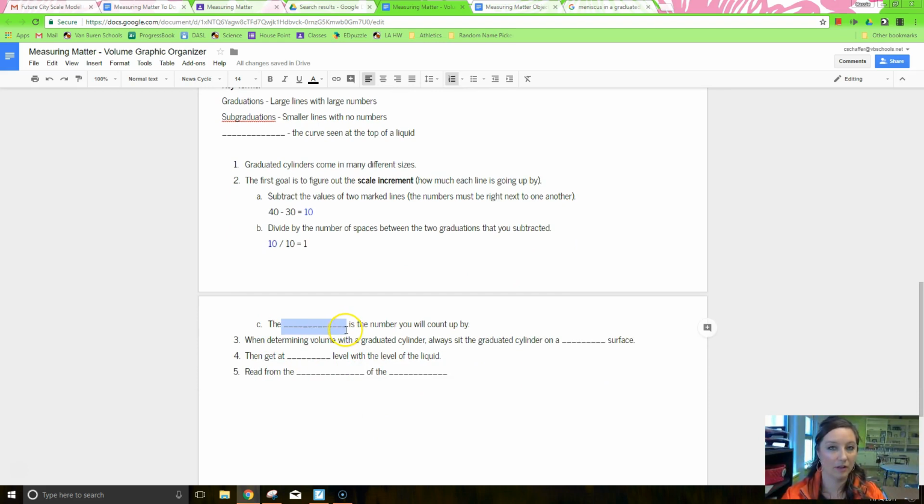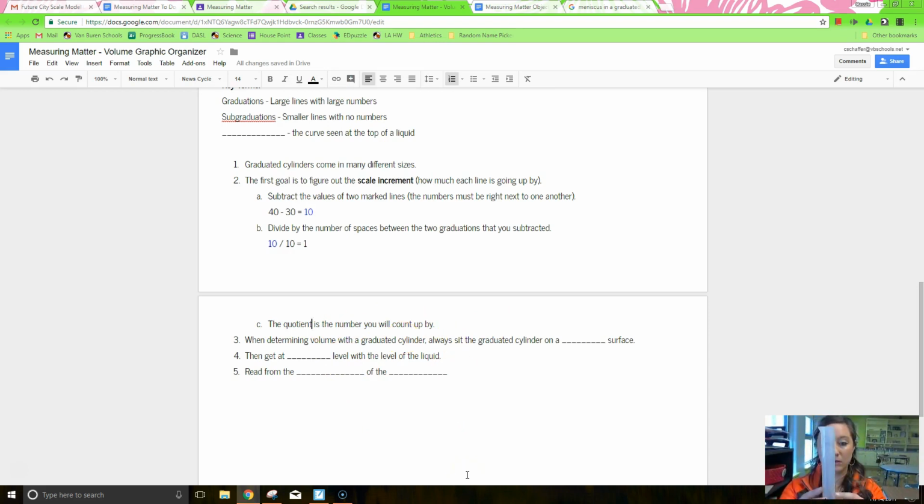This number, which is called, do you guys know what the answer to a division problem is? The quotient. Let's see if I spelled that right. Nope. There we go, missed it in my eye. So the quotient is the number you will count up by.